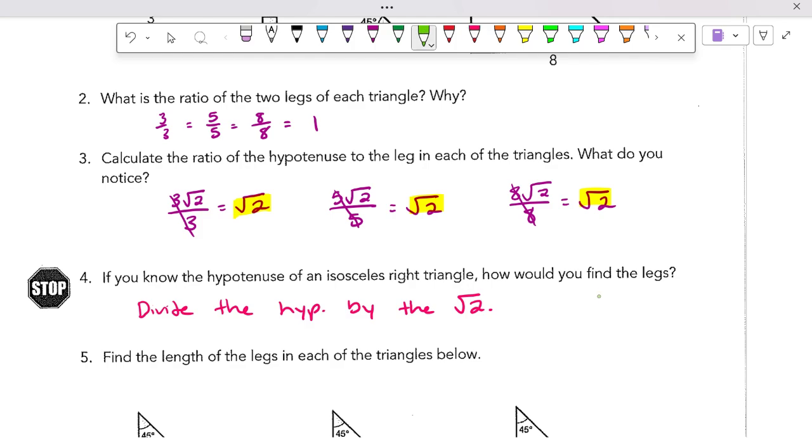So in other words, from leg to hypotenuse, we would multiply by the square root of 2. From hypotenuse to leg, we would divide by the square root of 2.